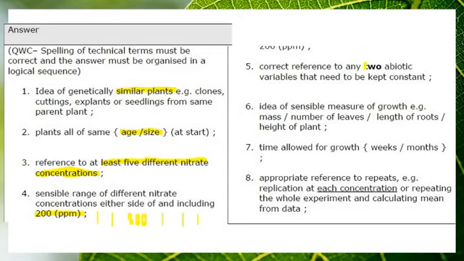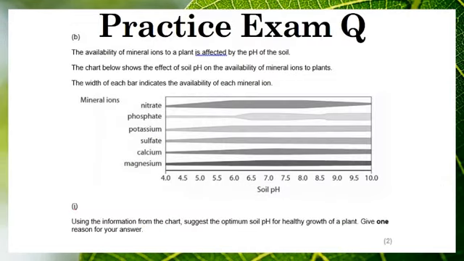You should also talk about two different abiotic variables, such as temperature, pH of the soil, sunlight exposure, things like that. And we need to have an idea of how you would measure the growth again. So just like the last question, you could measure its mass, the number of leaves, the length of the roots, the height of the plant overall. You need to suggest that it could sit to grow for a number of weeks or months, and that you would do repeats at each concentration in order for you to calculate a mean from your data.